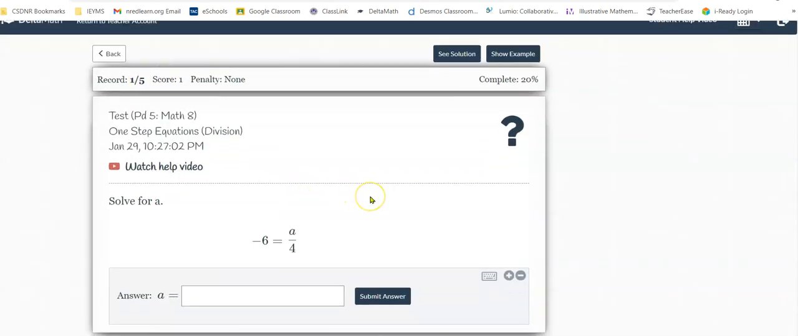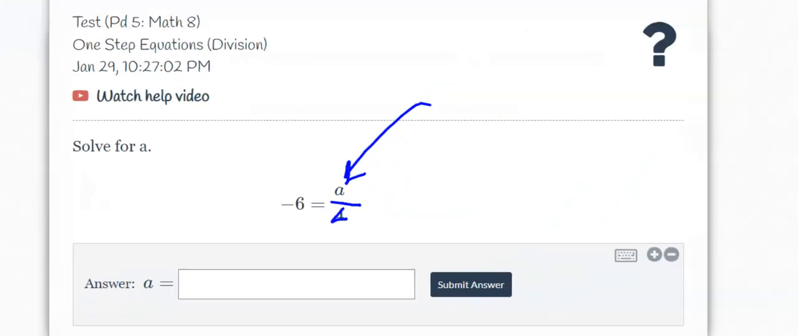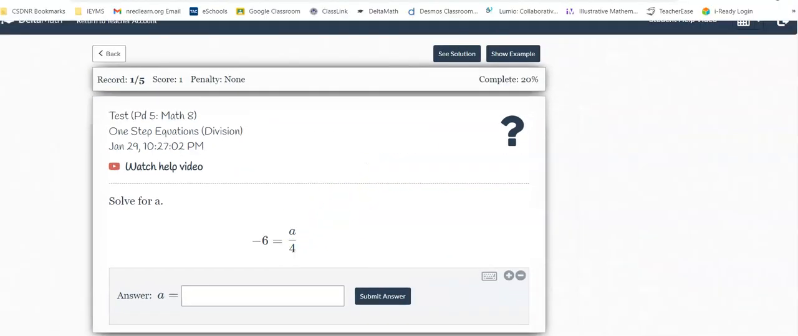Same thing on the next problem. Don't forget to concentrate on the side that has your variable. So the variable is a, it's being divided by 4. The inverse of dividing by 4 is multiplying by 4. So I'm going to multiply both sides by 4, giving me a -24.